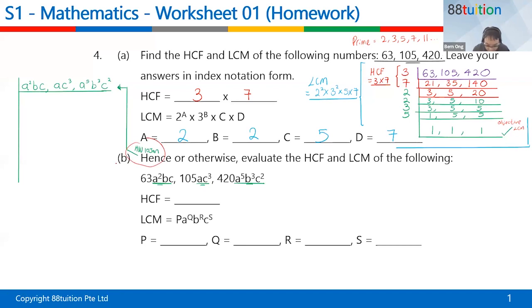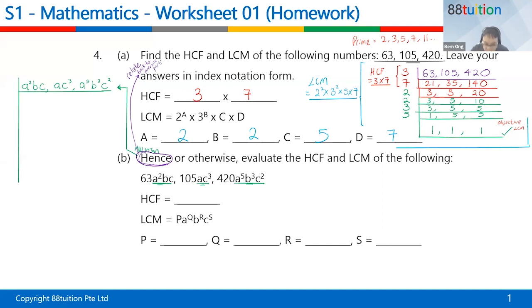I said the homework is for the 10th of Jan. How do I continue? Can you see now? Can you see the keyword here? It's called hence. What's the meaning of hence? Hence means you have to relate back to part A. So in future, when you see the word hence, you have to relate back to the previous part to assist you.